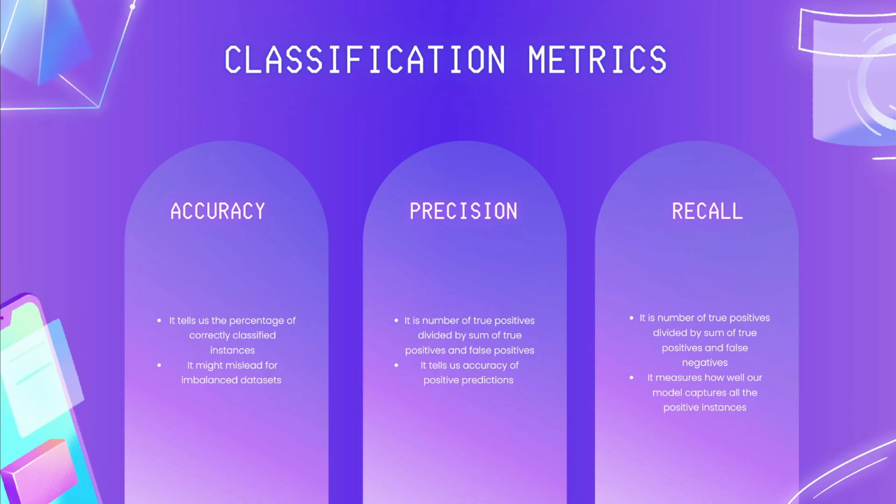Next, we have the precision. Precision is the number of true positives divided by the sum of true positives and the false negatives. It tells us the accuracy of the positive predictions. Next we have recall. So recall is the number of true positives divided by the sum of the true positives and the false negatives. It measures how well our model captures all the positive instances.